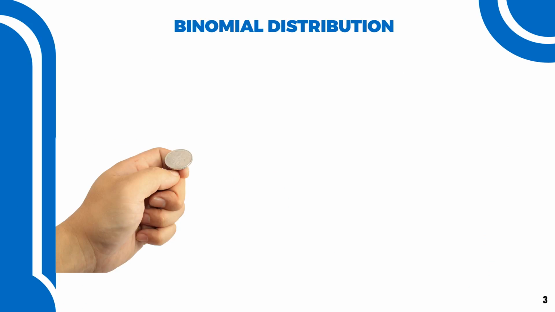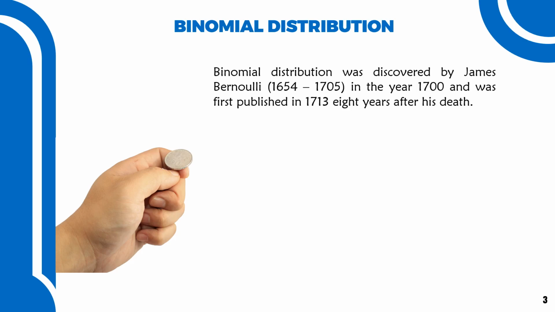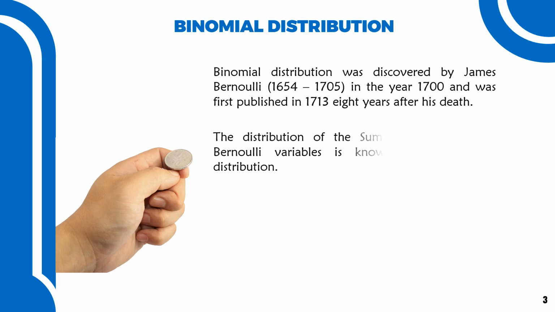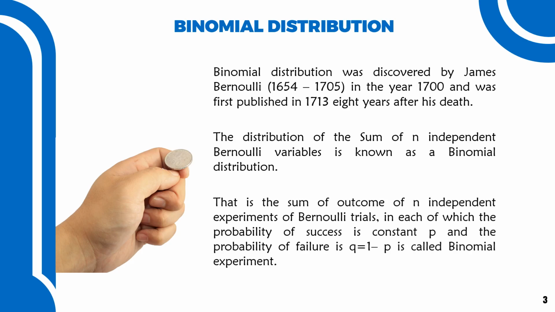What is binomial distribution? Binomial distribution was discovered by James Bernoulli in the year 1700 and was first published in 1713, 8 years after his death. The distribution of the sum of n independent Bernoulli variables is known as a binomial distribution. That is, the sum of outcome of n independent experiments of Bernoulli trials, in each of which the probability of success is constant p and the probability of failure is q equal to 1 minus p, is called binomial experiment.